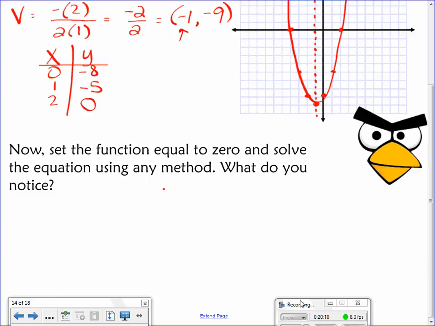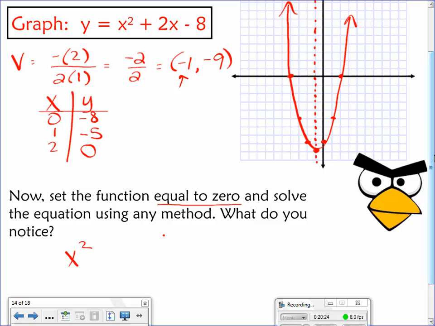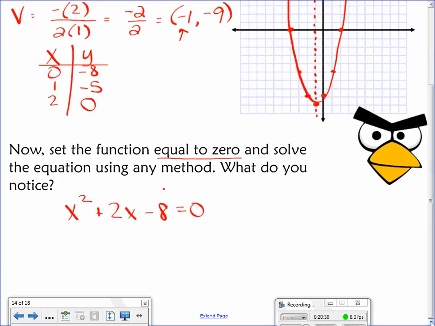I gave your spots a little bigger on your paper this time, right? All right, so it says now set the function equal to 0. So x squared plus 2x minus 8 equals 0. So instead of it being y equals, I want you to set it equal to 0. Now it looks just like stuff that we had done in Chapter 4. What method would you like to use to solve that?